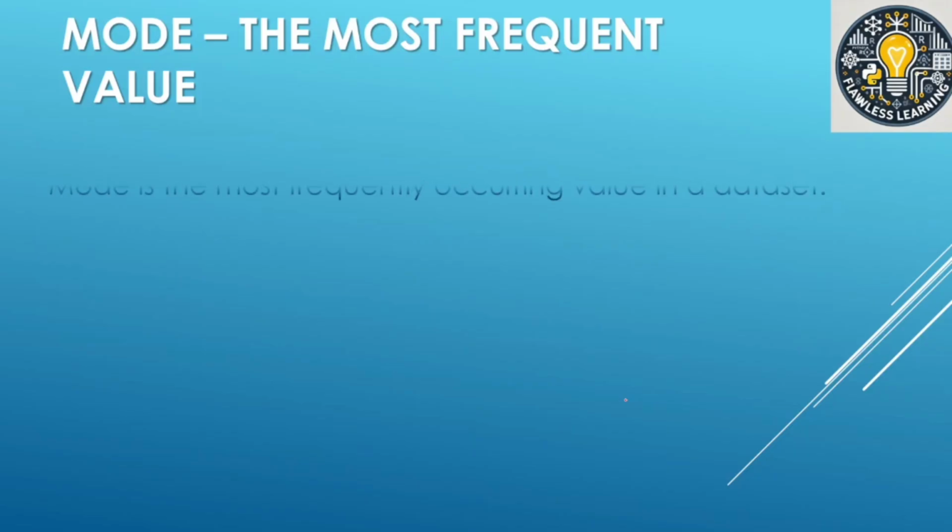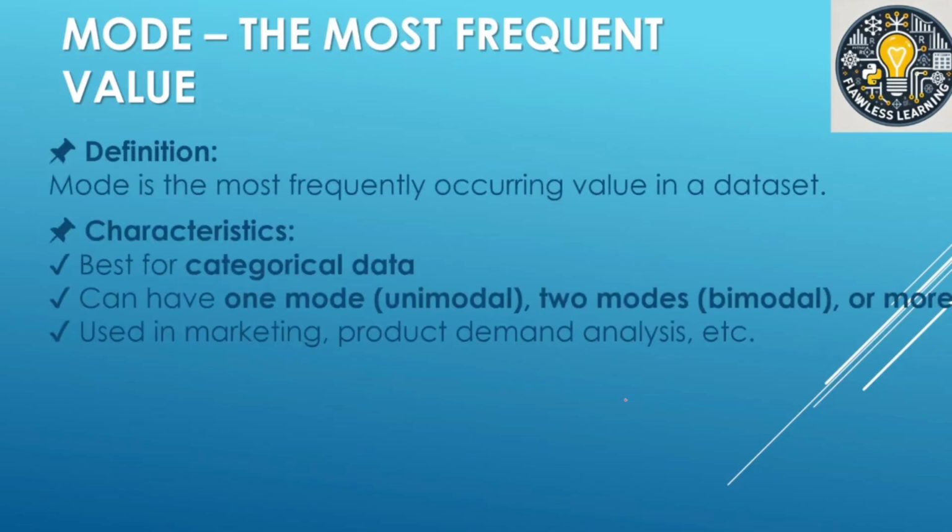Now the third is mode, the most frequent value. What is the definition? Mode is the most frequently occurring value in a dataset. It's best for categorical data, and can have one mode or two modes. If it has one mode, it is called unimodal. If it has two modes, it is bimodal. It is used in marketing, product demand analysis, this kind of thing.